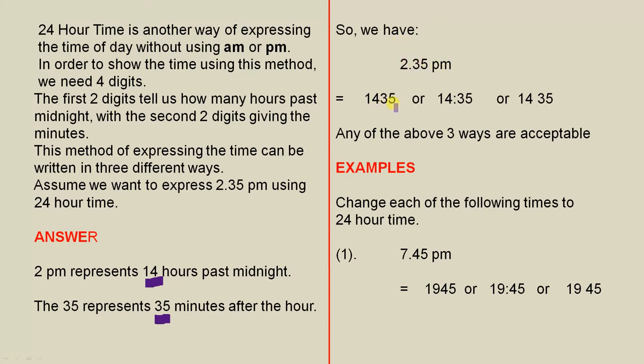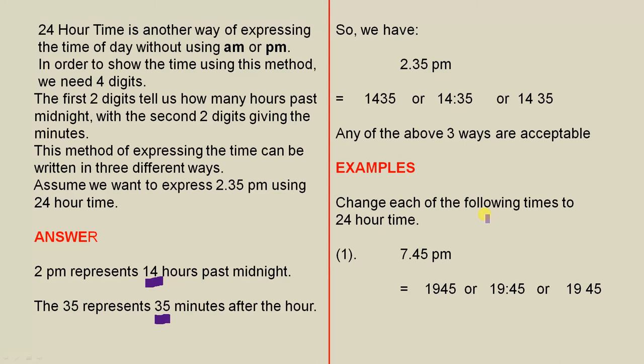So 2:35 p.m. is 14:35. You just put the 4 digits next to each other, or they can be separated like that, or they can also be separated with a space, or with nothing in between. So we have 3 different ways of expressing 2:35 p.m. Any one of those ways can be used. So any of the above 3 ways are acceptable. Let's look at some more examples.